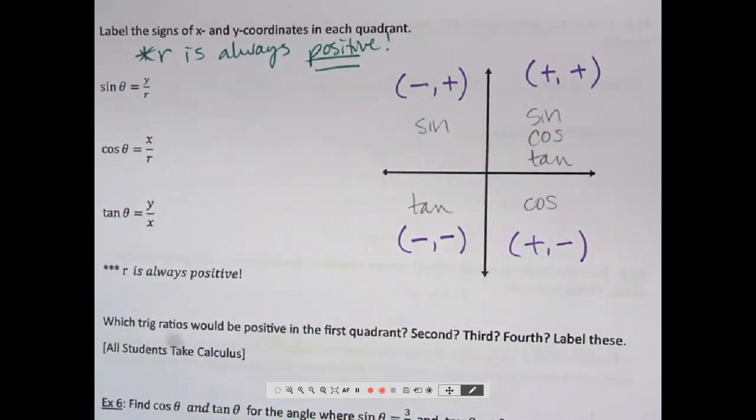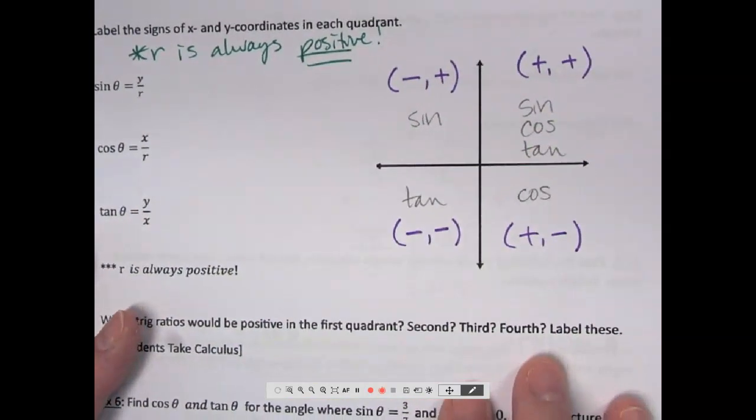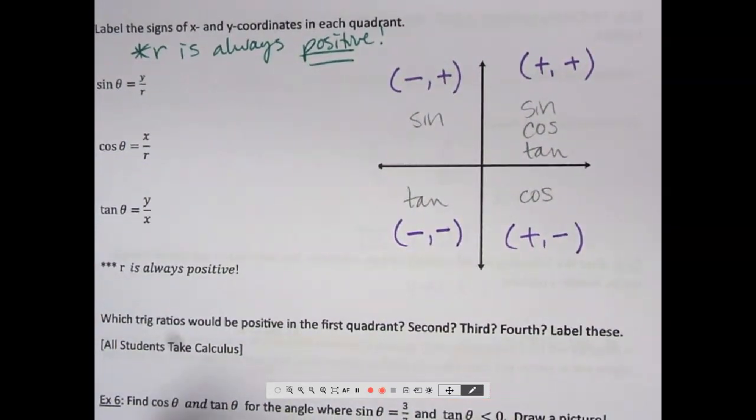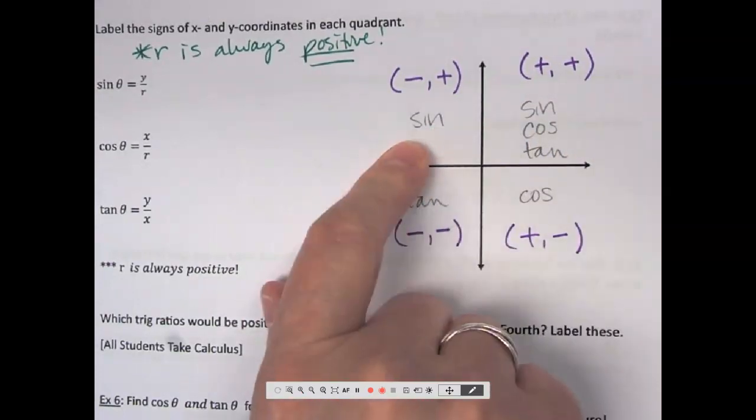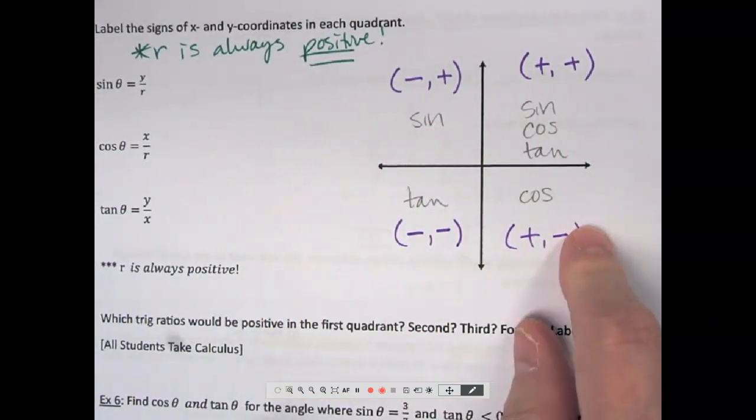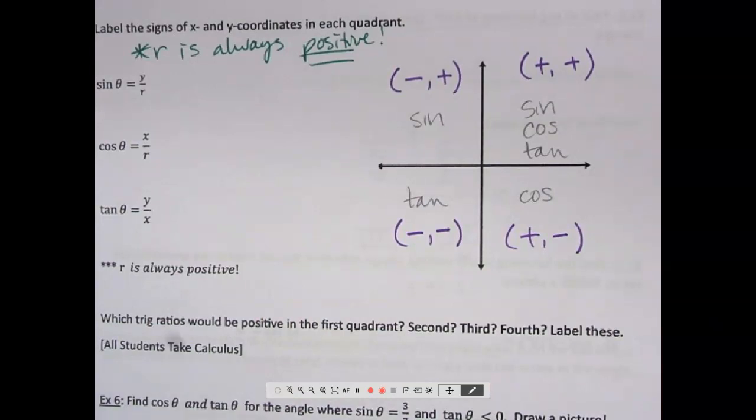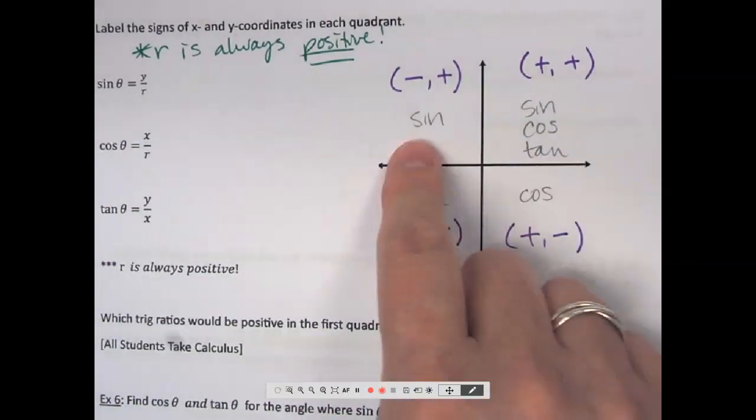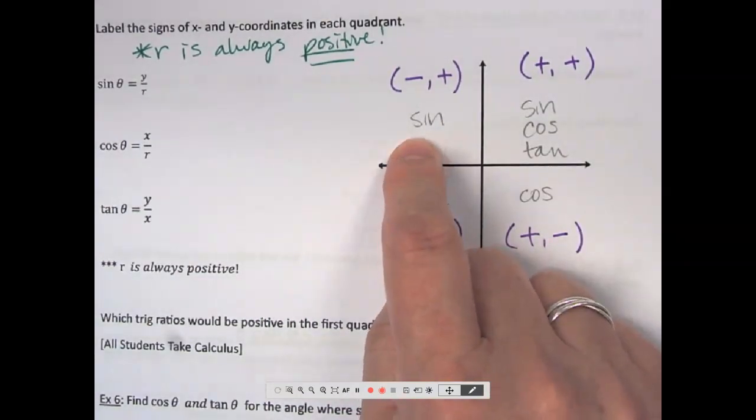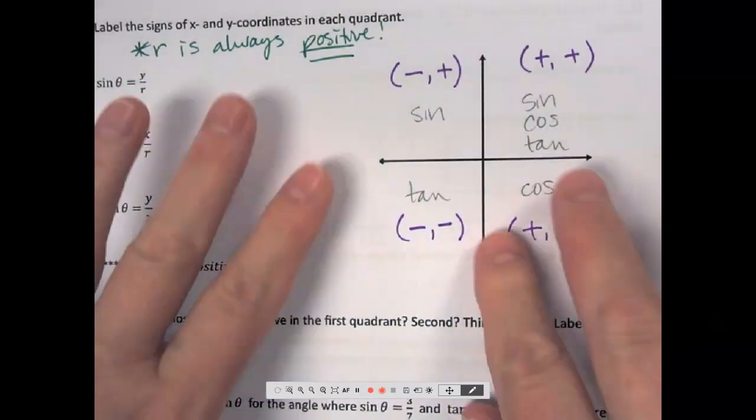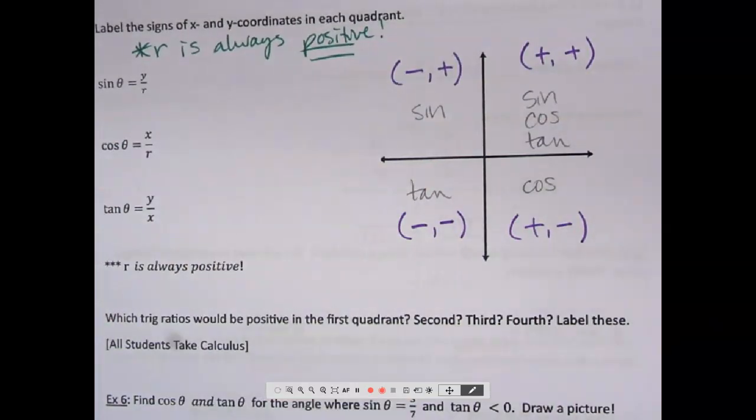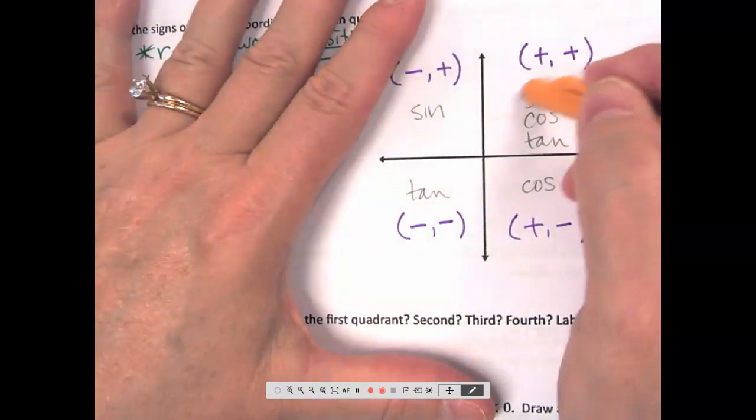Okay, so I wrote down the words of the things that are positive in each quadrant. Everything is positive in the first quadrant. Only sine, only tangent, only cosine. Now what about their reciprocals? Like what about cosecant? It's going to be the same as sine. Cotangent will be the same as tangent. Secant will be the same as cosine. So I only have these three written down, but their reciprocals are the same.